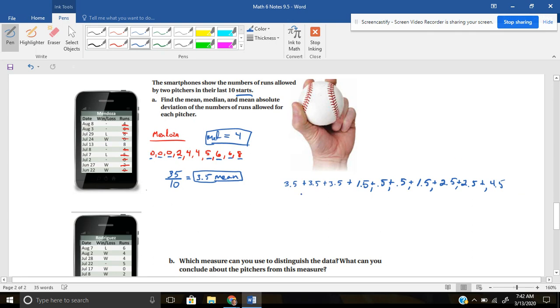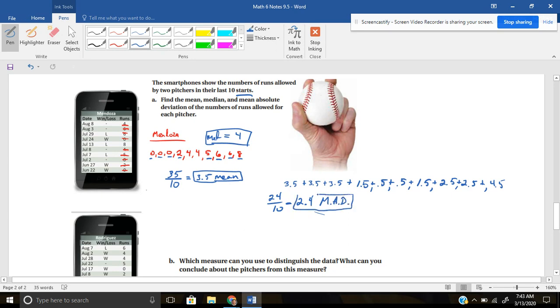Okay, we need to add up these numbers now. So 3.5 plus 3.5 plus 3.5, you get the idea. When you add these all together, you should come up with 24. And then when you take 24 and divide it by 10, the number of starts we had, you'd come up with 2.4 as your mean absolute deviation.